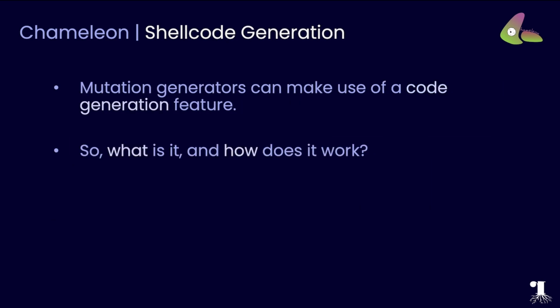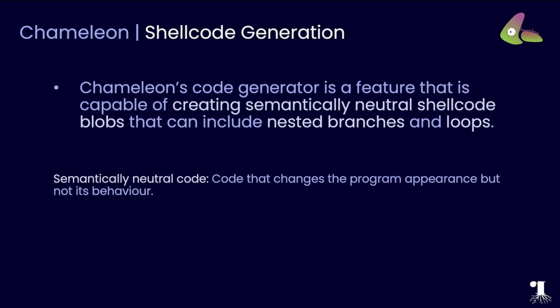Okay, so as you heard before, some generators can make use of a code generation feature. What is it and how does it work? This code generation feature is capable of creating semantically neutral shellcode blobs that can even include nested branches and loops. Semantically neutral code is code that changes the program appearance but not its behavior.